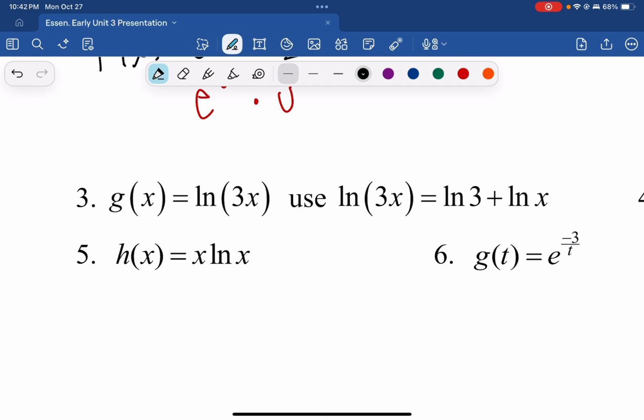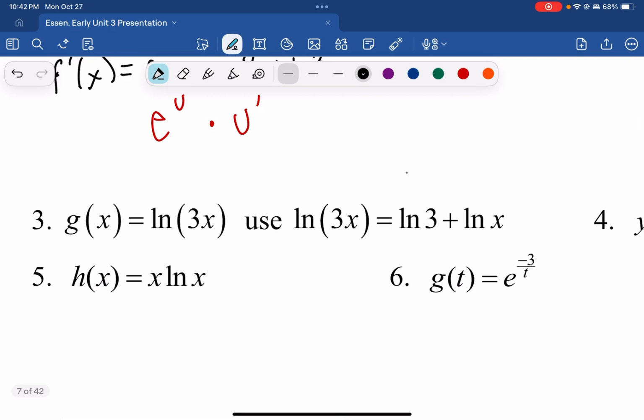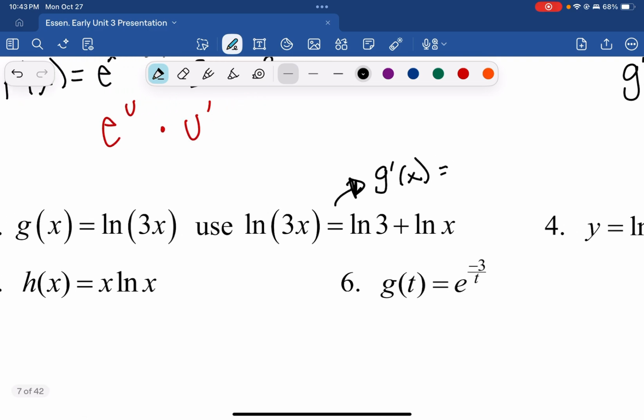So for 3, it says g of x equals the natural log of 3x. Use that the natural log of 3x is equal to the natural log of 3 plus the natural log of x. Okay. Well, if I'm going to take the derivative of g of x, I take each piece. The natural log of 3 is just a number, so I get 0. Plus the natural log of x, its derivative is 1 over x.